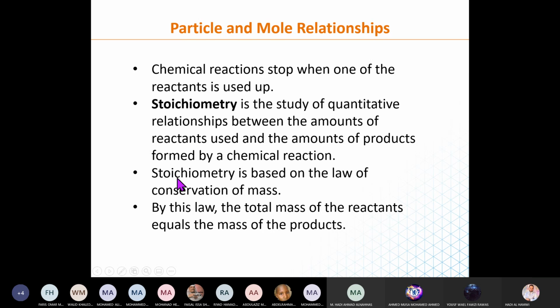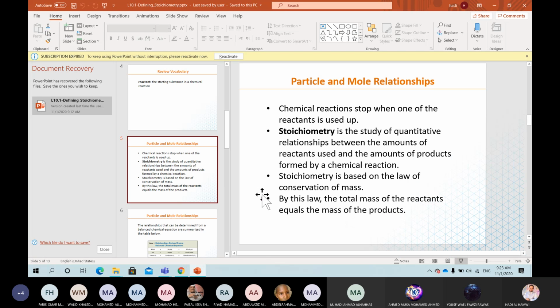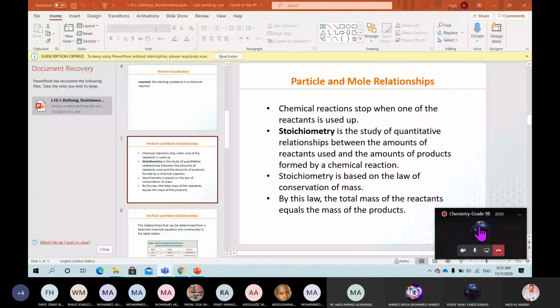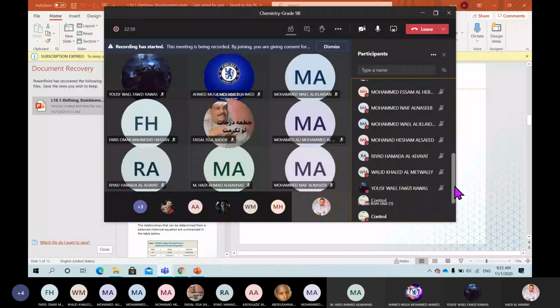So stoichiometry is based on the law of conservation of mass. You know the law of conservation of mass. Who can remind me what we mean by the law of conservation of mass? Raise your hand if you have an answer. The law of conservation of mass.